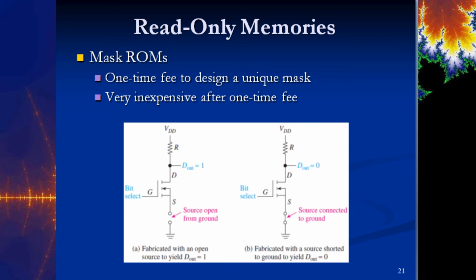So they have a one-time fee to design the unique mask if you know exactly what kind of memory you want that's not going to change. So I think this is, the one-time fee, we're probably talking a couple of $1,000. But once you have that design, every IC that you make after that is very, very inexpensive. And so this is what a lot of companies will do.